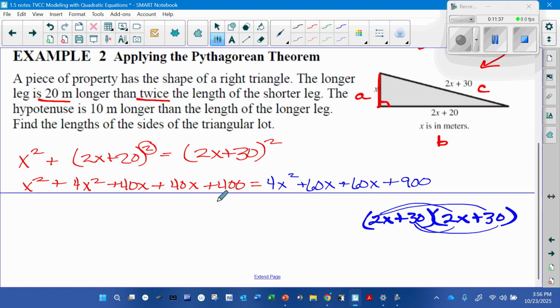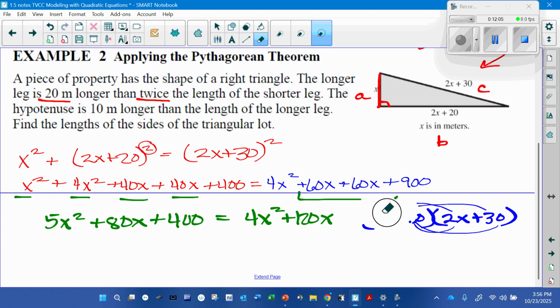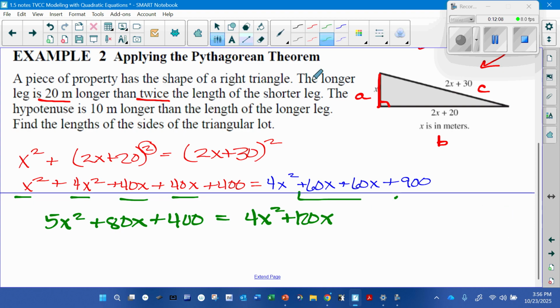All right, so combine your like terms all the way across and then start moving everything around. I have x squared and 4x squared, so that is 5x squared. 40x and 40x is 80x, and then 400 equals, over here I only have the 4x squared. The 60 and the 60 is going to be 120x. And then plus the 900.